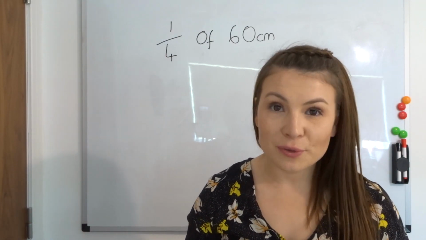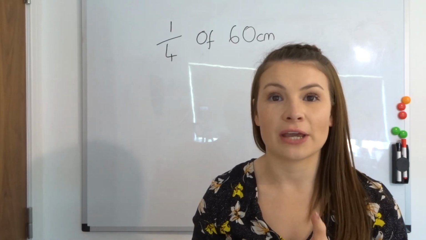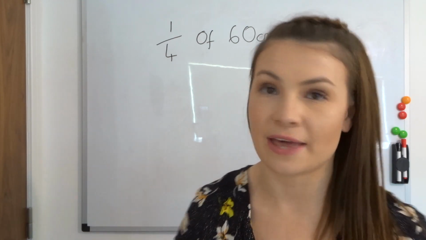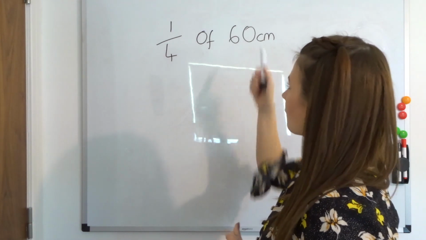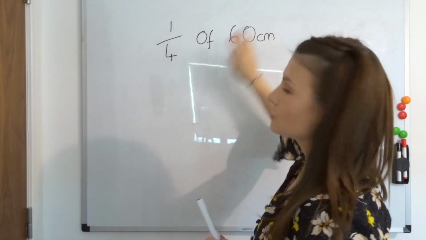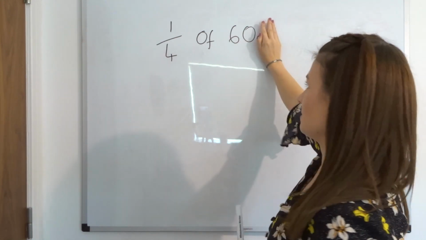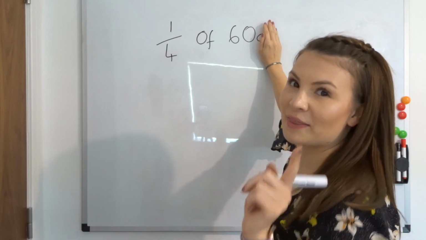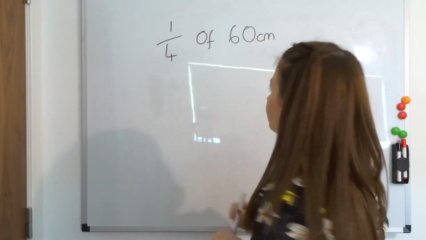Just like the other one, if you want to answer it on your own, pause the video here and have a go at doing it. If you want to do it with me, carry on watching it and we'll do it together. Okay, so we're finding a quarter of 60 centimetres. Don't be put off by the centimetres, okay? Just imagine that they're not there until the end, but we need to add them back on for the answer.